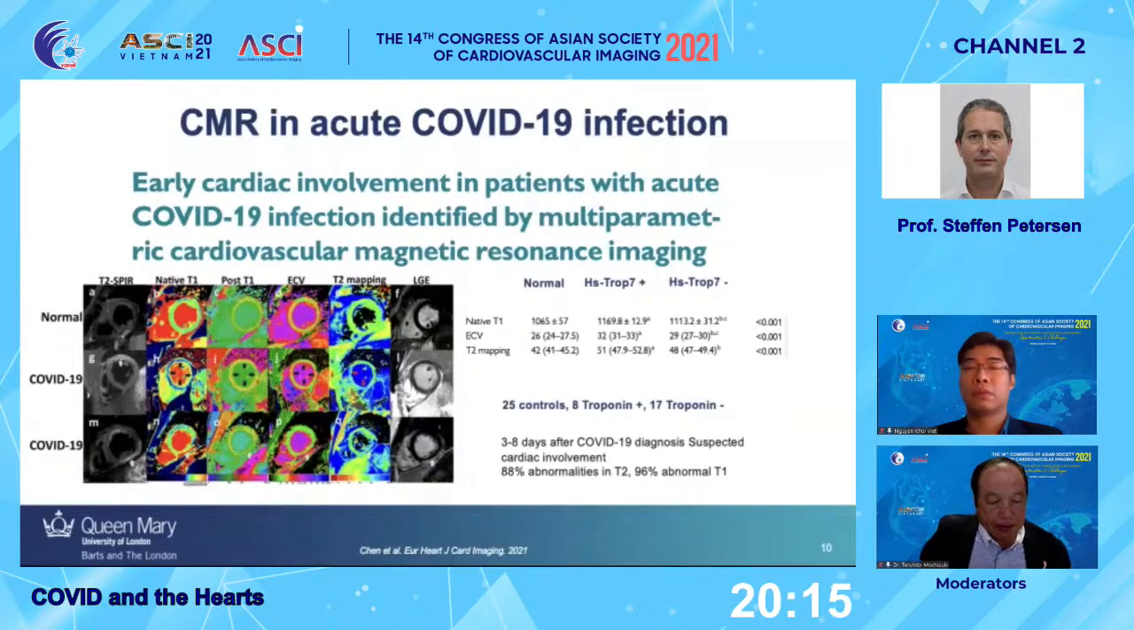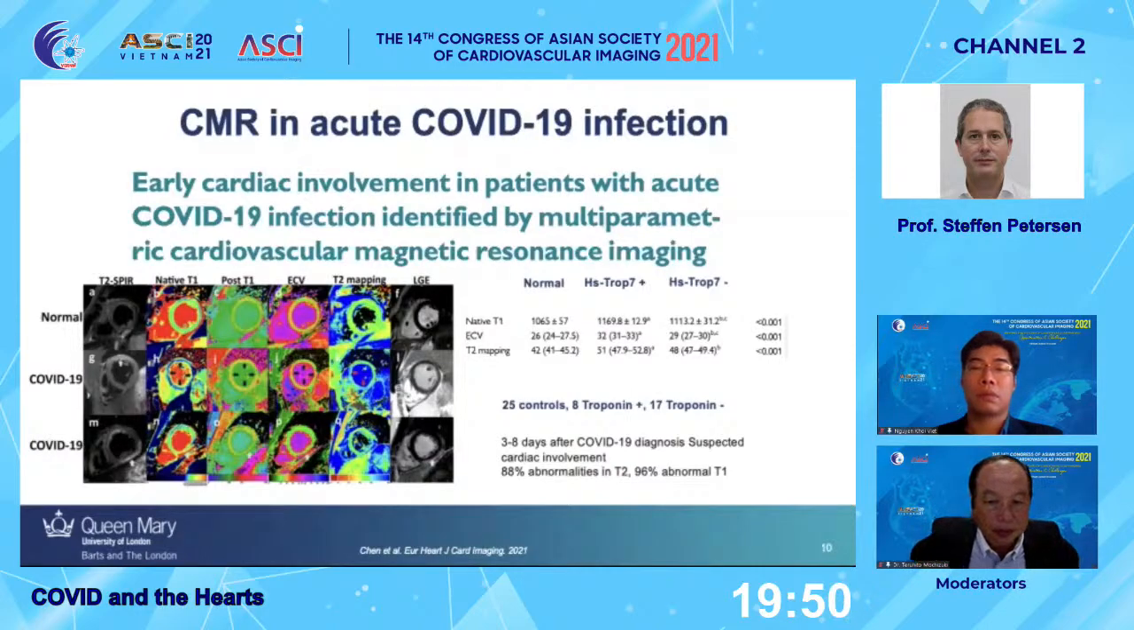This is a study of 25 patients with suspected cardiac involvement, and CMR was undertaken in a median time of 3 to 8 days after diagnosis of COVID-19. It detected acute tissue abnormalities in up to 96% of patients. Interestingly, both people with positive and negative troponin had an increased T1 and T2.